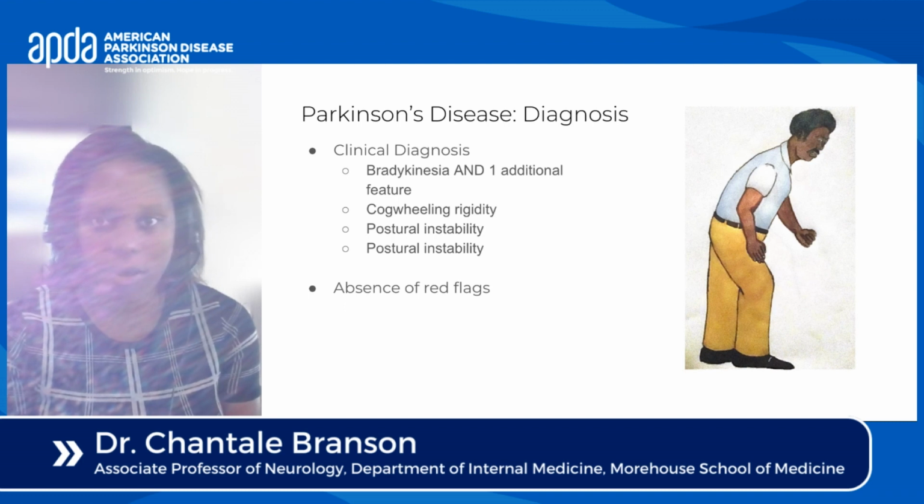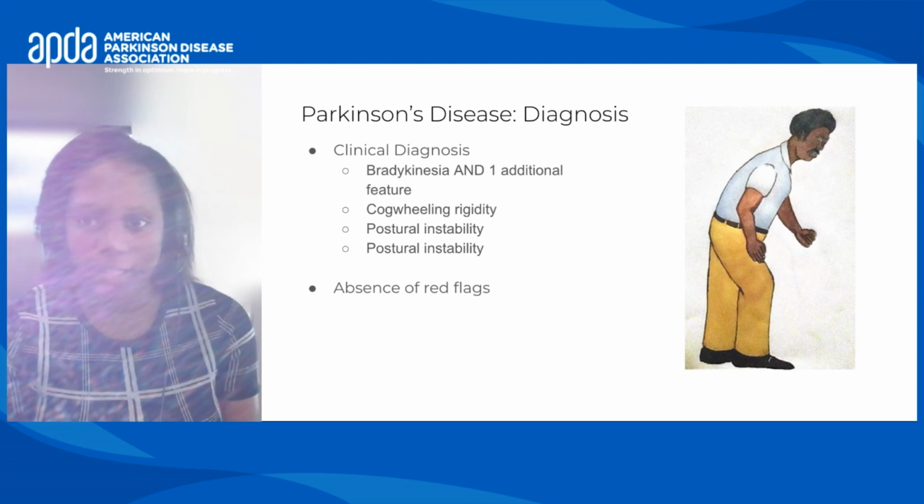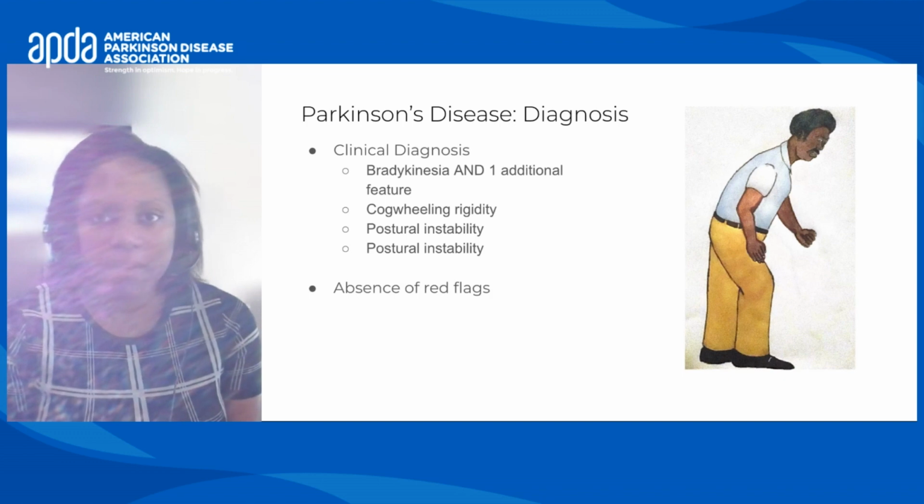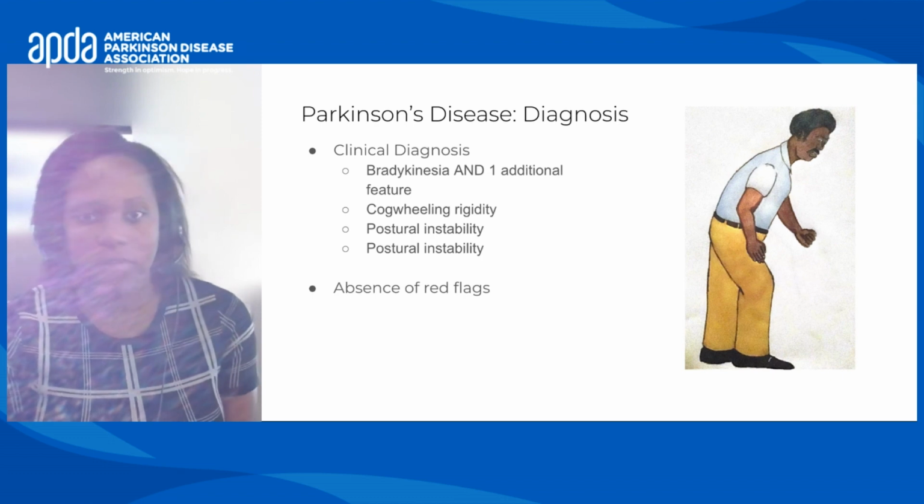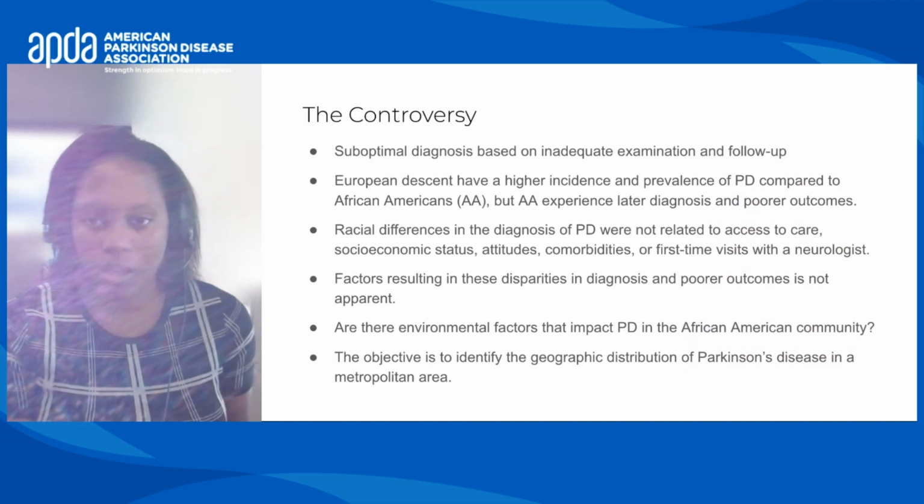And what we look for are clinical features such as bradykinesia. Bradykinesia is really just decreased or lack of movement, including facial features. Some people you may hear say masked faces. And maybe one other additional feature, such as rigidity or stiffness, or postural instability. Many of these, we want to rule out other possible findings, because there can be mimickers of Parkinson's disease that actually isn't Parkinson's.